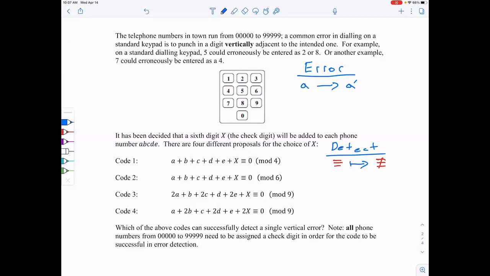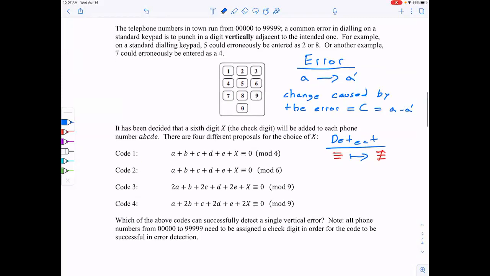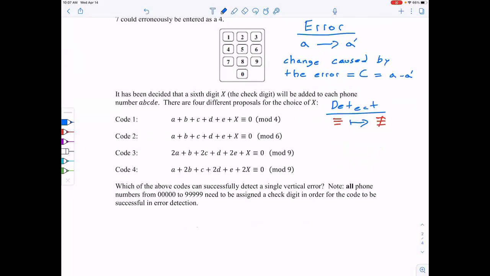So I'm going to write the change caused by the error. Let's call this C for change. And what does this C equal? I'm just going to say it's the difference between A and A prime. And it'll be different in different scenarios down here. That's really the key to decide if we can have a successful detection of a vertical error.